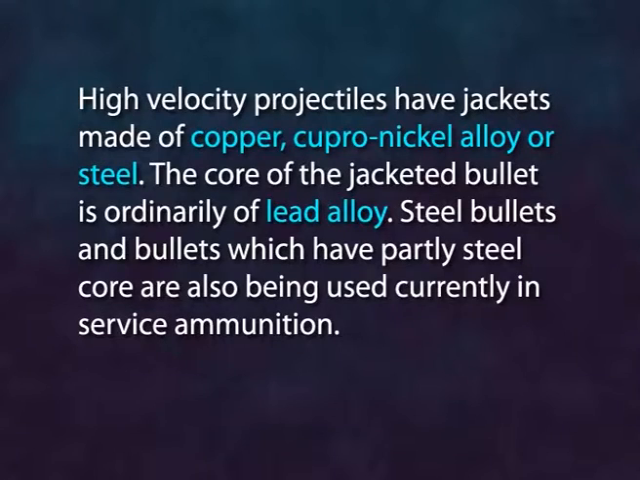Bullets are used as projectile in rifle firearms. They are made up of lead alloy. High velocity projectiles have jackets made of copper, cupronickel alloy or steel. The core of the jacketed bullet is ordinarily of lead alloy. Steel bullets and bullets which have partly steel core are also being used currently in service ammunition.